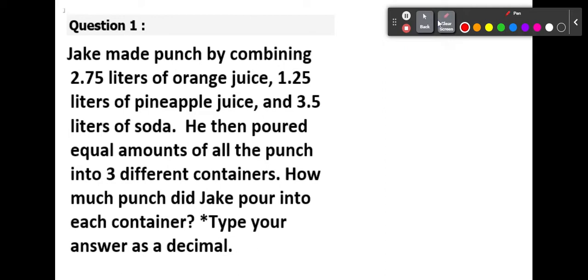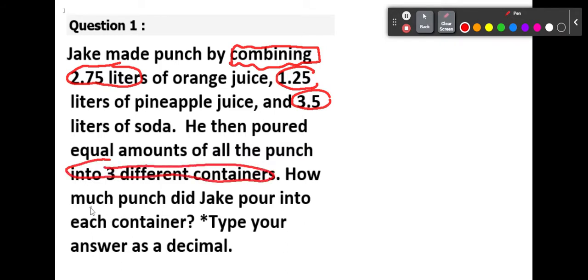So this word problem: Jake made a punch by combining. So combining is already one of those key words. Remember I said to circle numbers, that's a strategy. 1.25 liters of pineapple, 3.5 liters of soda. He poured into 3 different containers. And underline the question: how much punch did Jake pour into each container? All right, so there are my numbers.